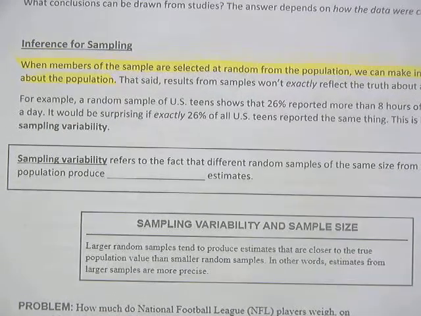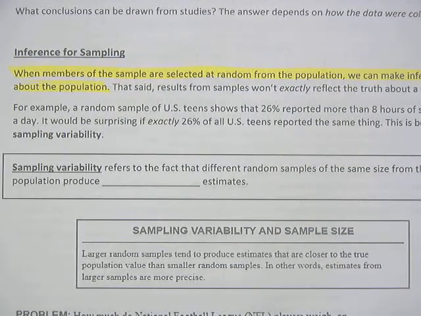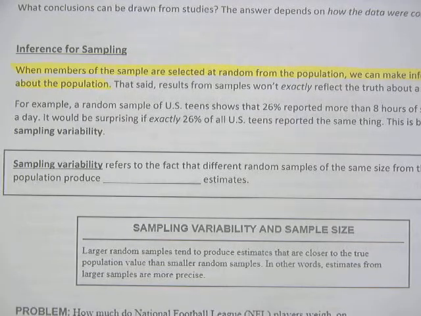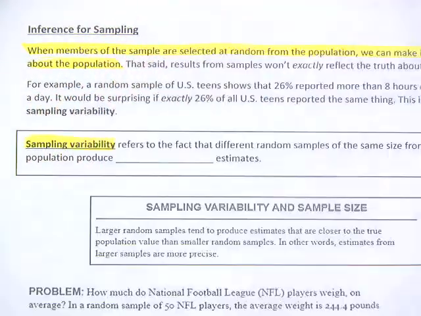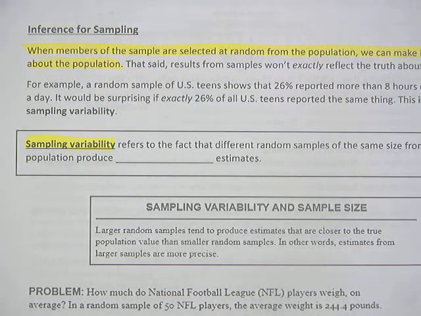For example, a random sample of U.S. teens shows that 26% reported more than 8 hours of screen time a day. That's a random sampling of all U.S. teens. It would be surprising if we could actually collect all the data and get exactly 26%. So it's just an estimation. And that happens because of something called sampling variability.